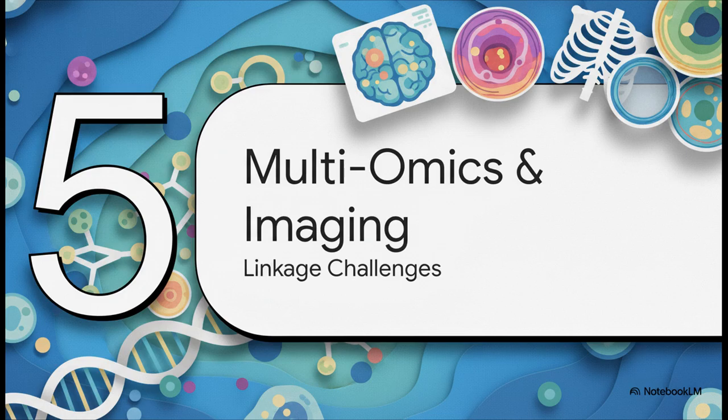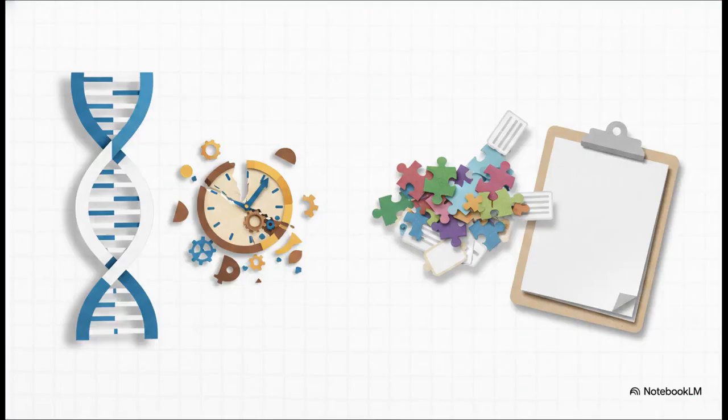Let's push the envelope a bit in Section 5, Multi-omics and Imaging Linkage Challenges. We're moving to the cutting edge now, looking at how this all builds when we introduce high-dimensional biological and radiological data into the mix. Integrating multi-omics, like genomics and proteomics, with clinical electronic health records creates some massive structural hurdles. First up is temporal misalignment. A patient's EHR might contain daily vital signs, right? But their whole genome scan is a once-in-a-lifetime event. If we only link by broad annual timestamps, we lose the crucial sequence of cause and effect.